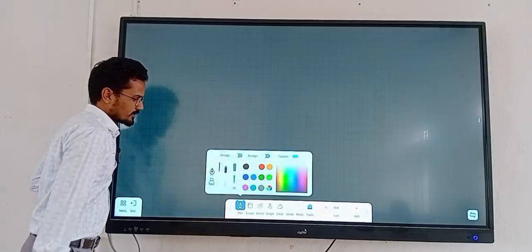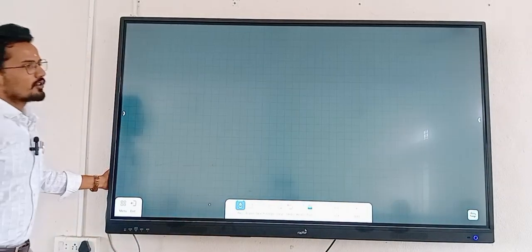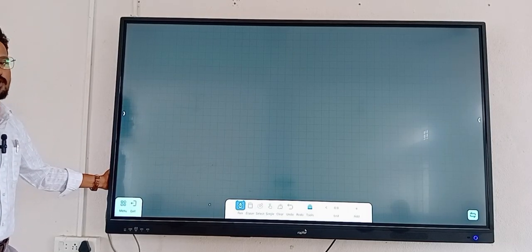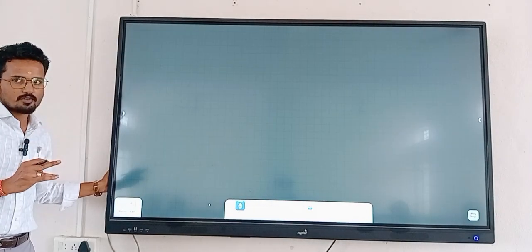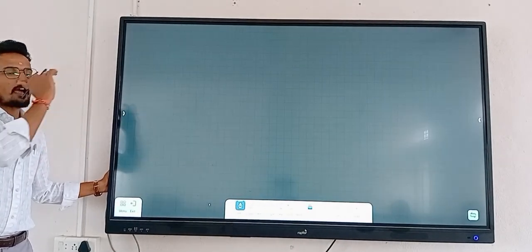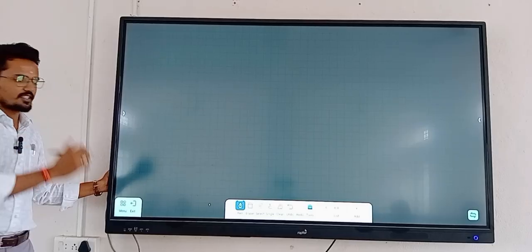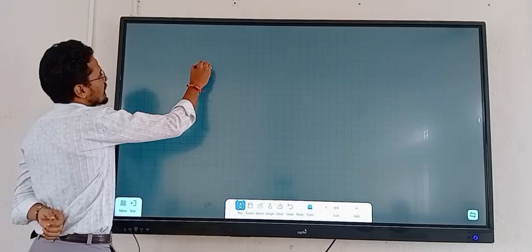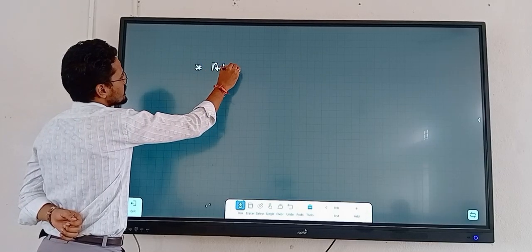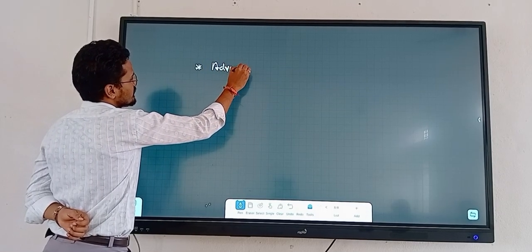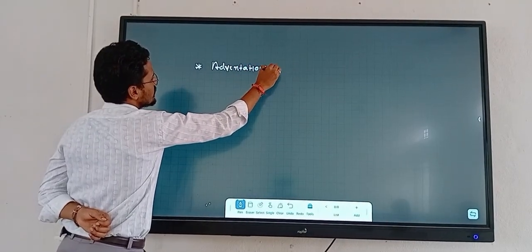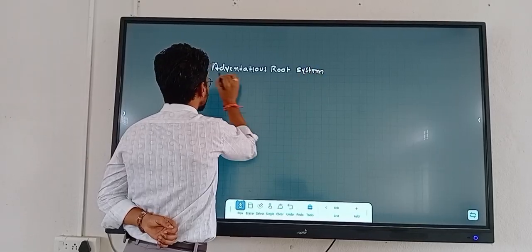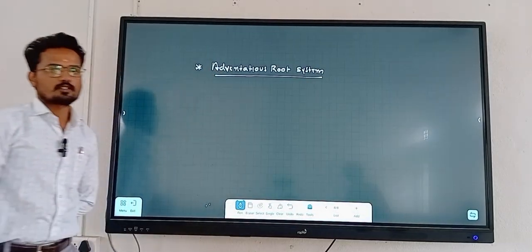Next there is another type of root system. This is actually different from the taproot and fibrous root systems. How it is different, we'll see. That different root system is called the adventitious root system.